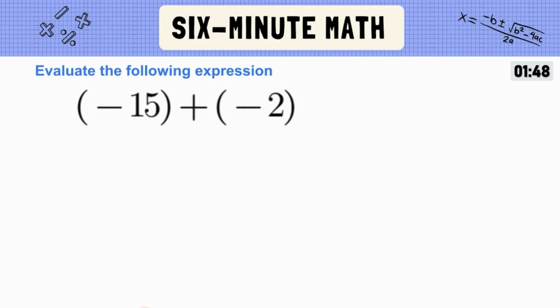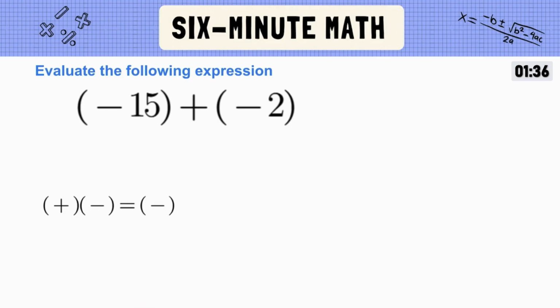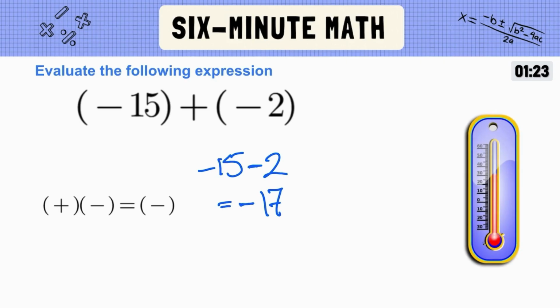Let's evaluate negative 15 plus negative 2. I have adding a negative here, which I learned in the last example is going to be the same as subtracting. So I have my negative 15. I'm going to subtract 2. And that is going to equal negative 17. With temperature, if it is negative 15 degrees outside and it goes down 2 degrees, my new temperature would be negative 17.